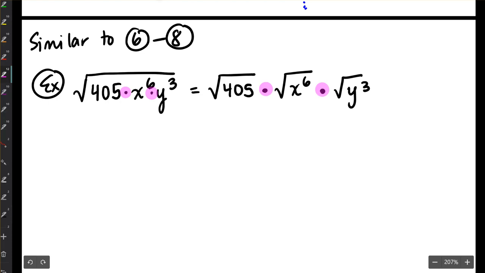With a lot of practice, you'll be doing this all simultaneously, but I think right now it's nice to just think about each piece separately. So let's consider the square root of 405.